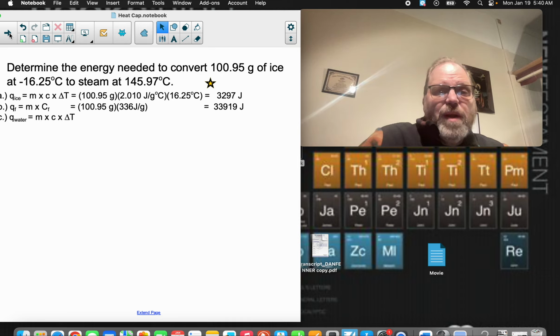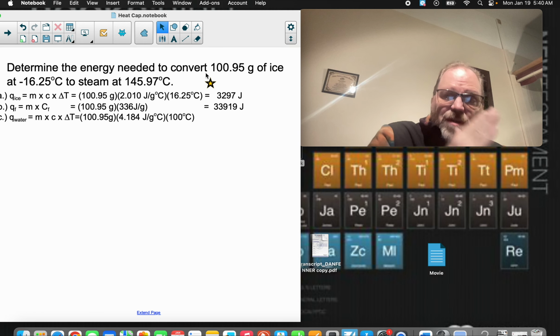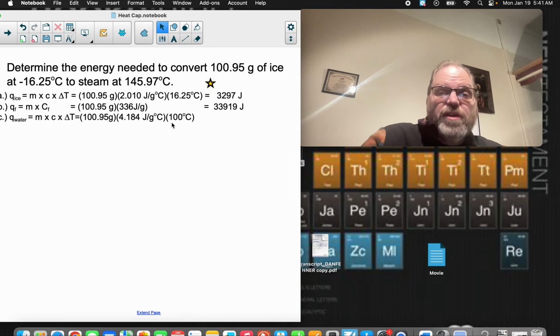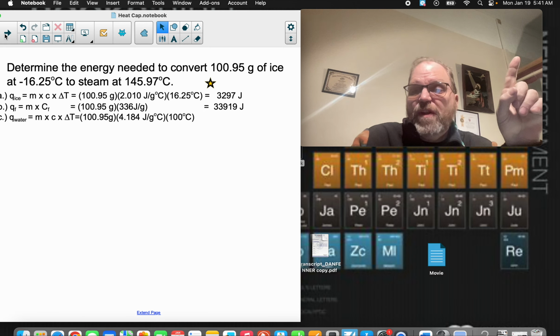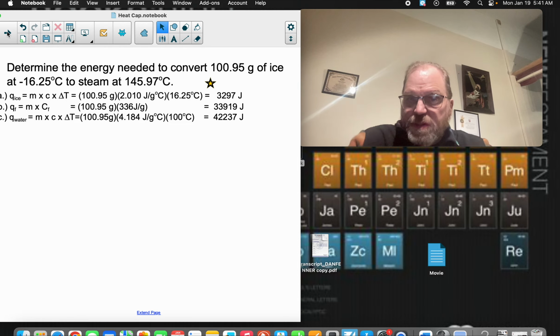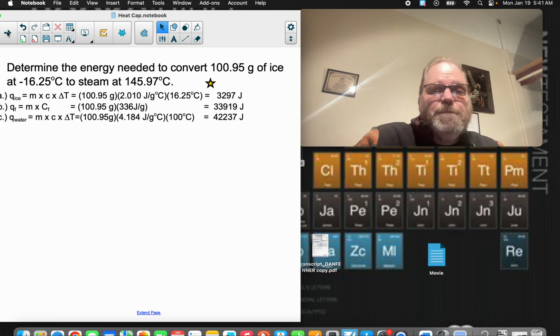Now we're going to heat the water from 0 to 100. So Q of water, M times C times delta T. Mass doesn't change, still 100.95 grams. 4.184 joules per gram degree Celsius, the specific heat of water. And then we're going from exactly 0 to exactly 100, so that's exactly 100 degrees Celsius. Infinite sig figs, 5 sig figs, 5 sig figs, that's the number given. Infinite, that's a constant, exact numbers. So therefore, we're going to get 42,237 joules.